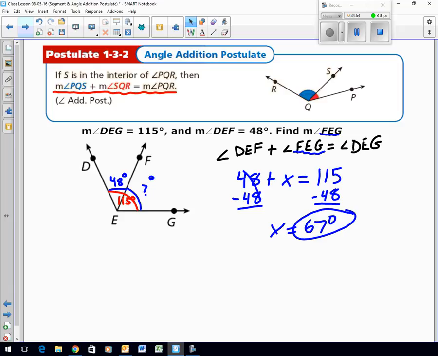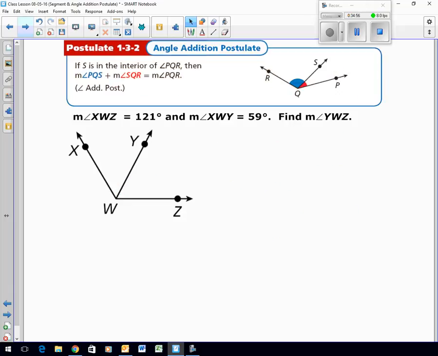I'm going to look at one more. I don't know if we'll do it or not. I got a minute and a half left. Let's fill in the information. Same deal. XWZ is 121. XWY is 59. You'll see how we do this now? Here's 59. We're trying to find YWZ. The whole thing is 121. You'll see what you get.